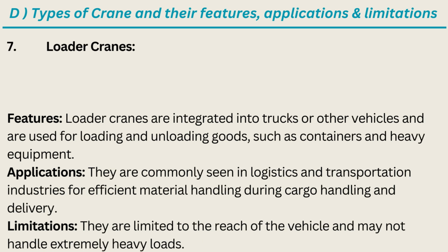7. Loader cranes. Features: loader cranes are integrated into trucks or other vehicles and are used for loading and unloading goods, such as containers and heavy equipment. Applications: they are commonly seen in logistics and transportation industries for efficient material handling during cargo handling and delivery. Limitations: they are limited to the reach of the vehicle and may not handle extremely heavy loads.